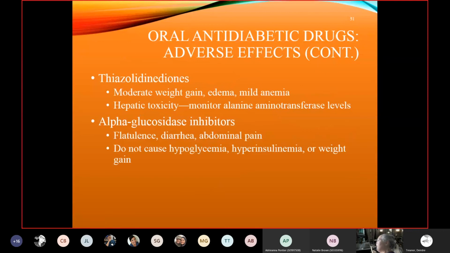The thiazolidinediones. So side effects of the thiazolidinediones: hepatic toxicity, so liver issues, weight gain, edema, anemia. And the alpha glucosidase inhibitors can cause gas, flatulence, diarrhea, abdominal pain.